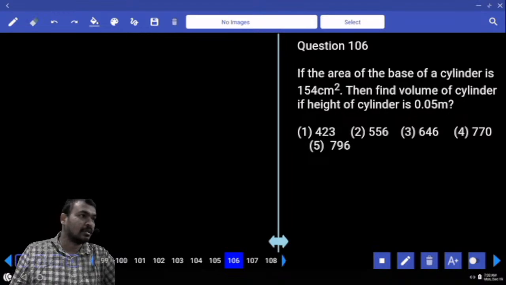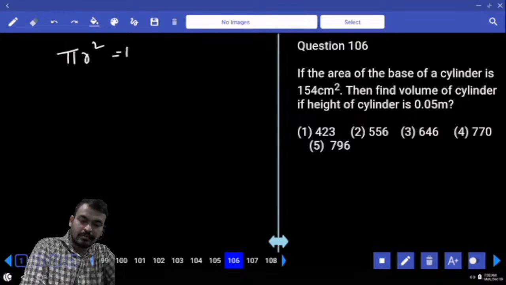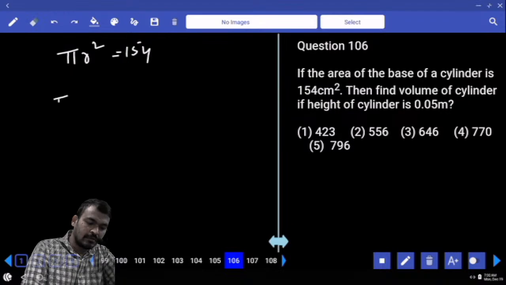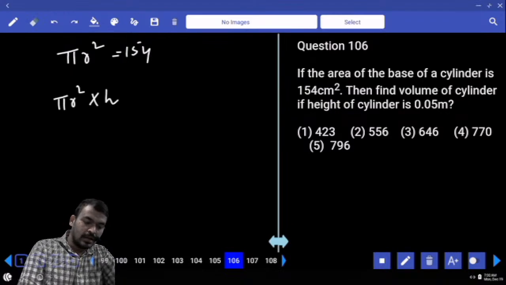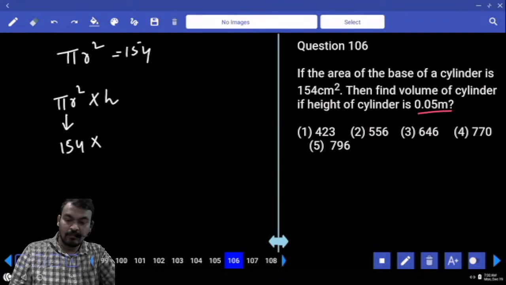Area of the base of the cylinder means pi r square is given. What is the pi r square value? 154. But the required is the volume of the cylinder. What is the volume of a cylinder formula? Pi r square into h. Already we know the pi r square value is 154, and the height is given as 0.05 meters.